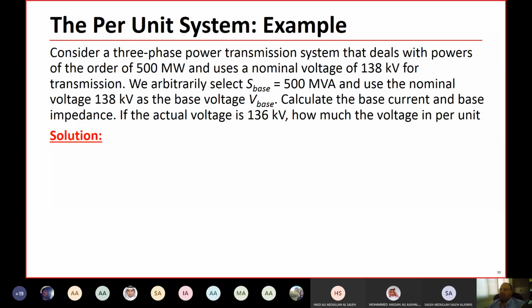Let us take this simple example here, which I just added this morning. Consider a three-phase power transmission system that deals with power of the order of 500 megavolt ampere. This is the complex power, or the apparent power, with the nominal voltage 138 kilovolt.